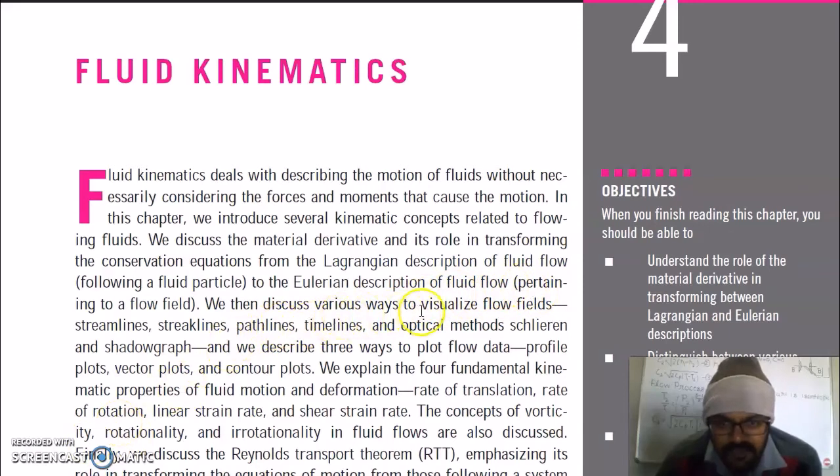We then discuss various ways to visualize fluid flows: streak lines, streamlines, path lines, timelines, and optical methods. And we describe three ways to plot flow data: profile plots, vector plots and contour plots. We explain the four fundamental kinematic properties of fluid motion and deformation: rate of translation, rate of rotation, linear strain rate and shear strain rate. The concept of vorticity, rotationality and irrotationality in fluid flows are also discussed.